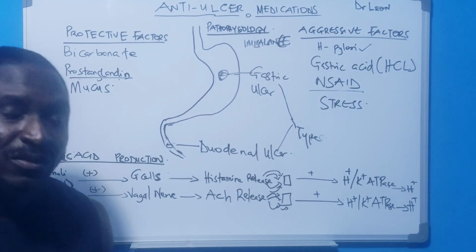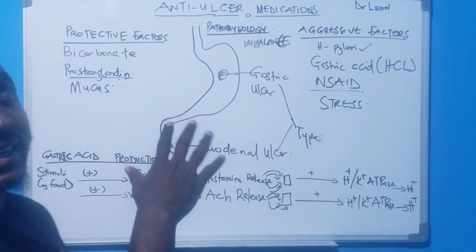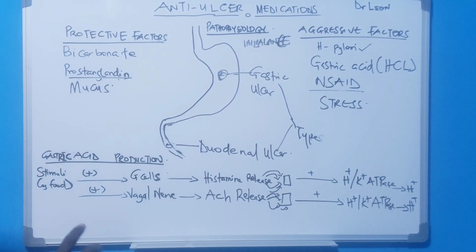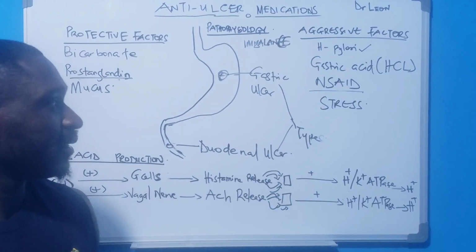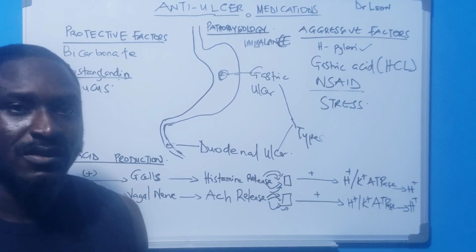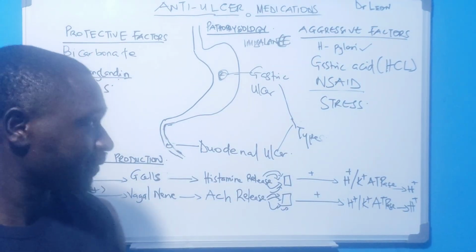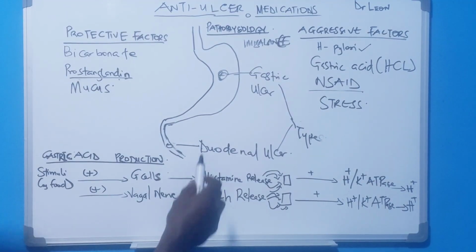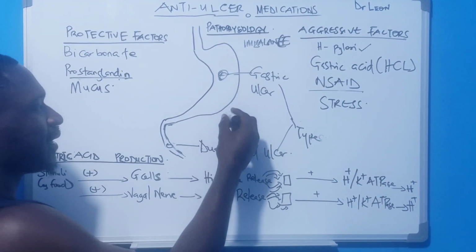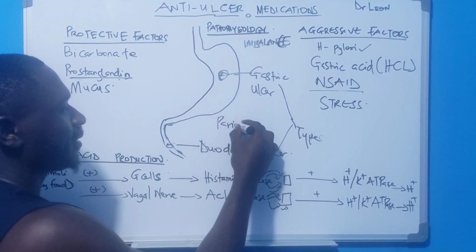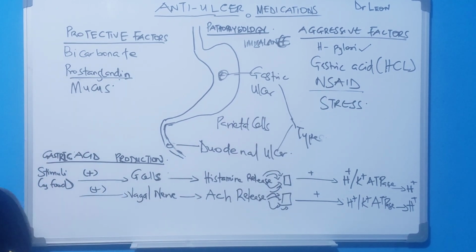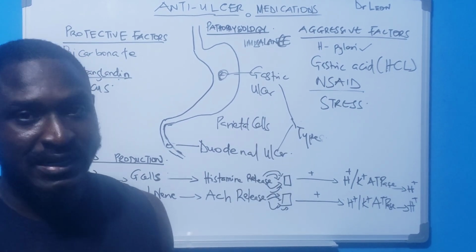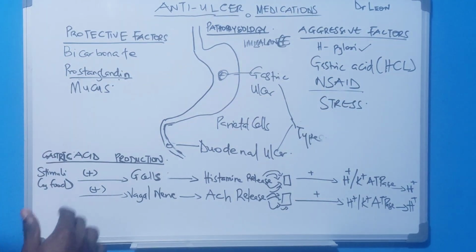To understand the pathophysiology better and the classes of drugs, we have to actually get to know how acid is produced by the body or by the stomach. So we have the cells in the stomach. These cells are called parietal cells. Those are the cells within the stomach that produce acid. And we have to get to know how these cells produce the acid.